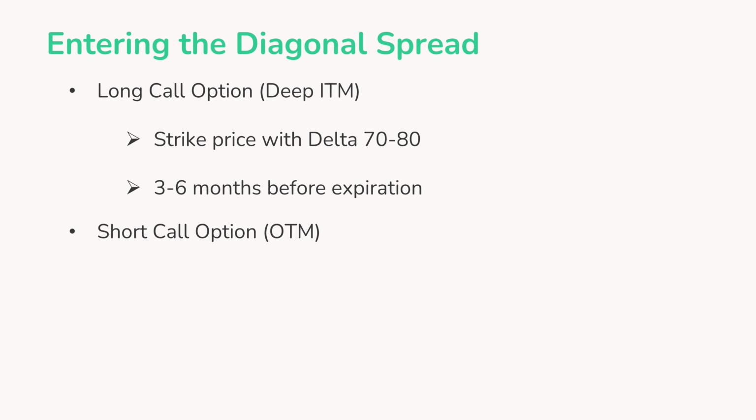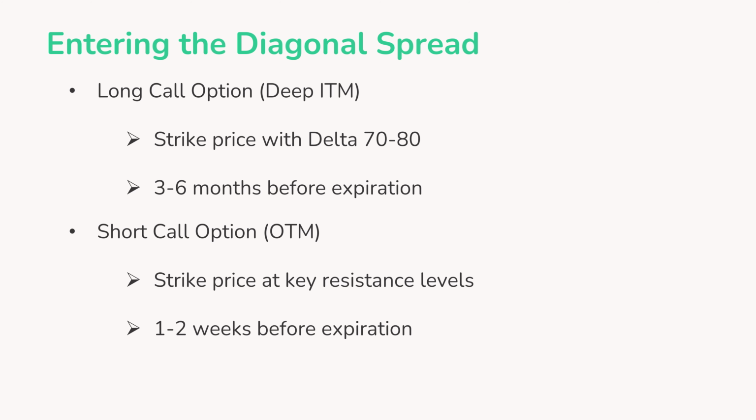So typically for the short call, I will select the strike price at the key resistance level, and the contract I will usually select those that are expiring at least 1 to 2 weeks out. So why do I select the strike price at the key resistance level? The explanation behind this is because I want the out of the money short call to expire worthless by the expiration date, so that I get to keep the entire premium of the short call.